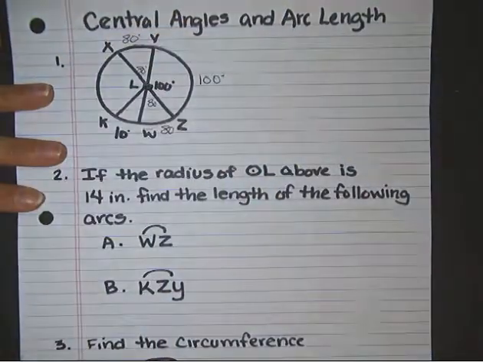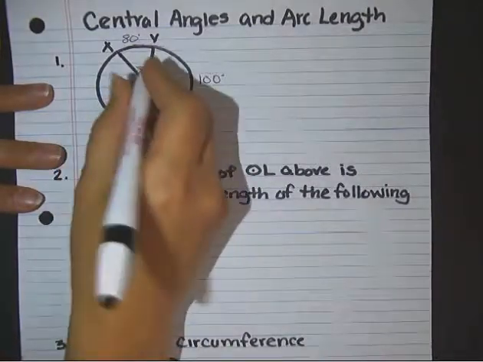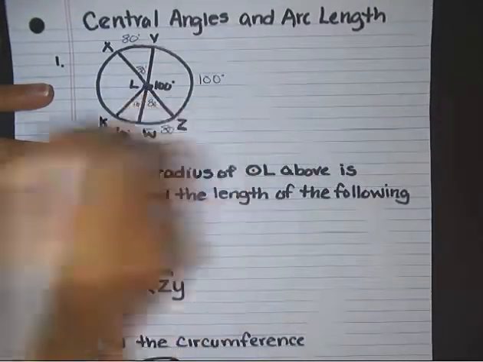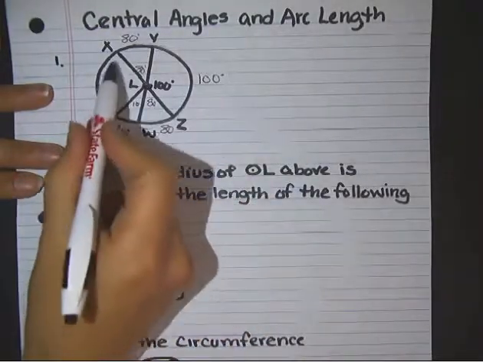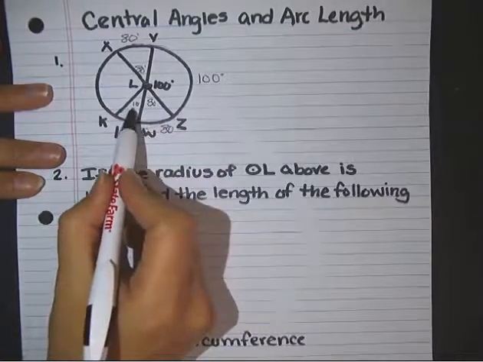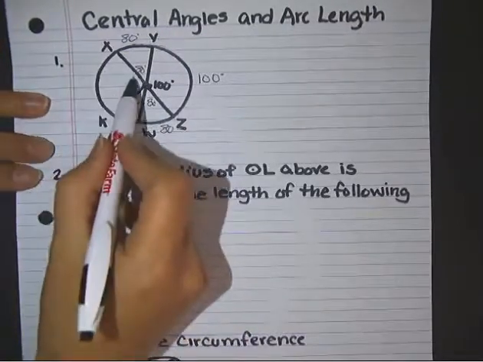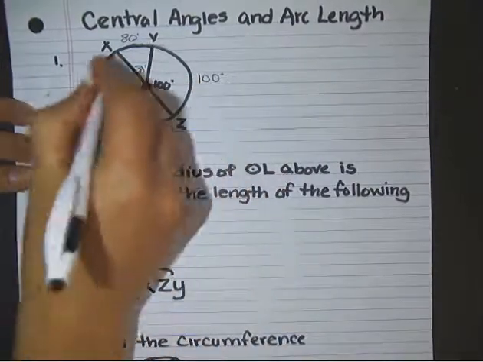This arc KW is 10 degrees, so the central angle making it is 10 degrees. And here, if I look, there's 180 degrees here, so I have 80 plus 10 is 90. So this last angle L must also be 90 to add up to 180 there on that semicircle. So this arc is 90.